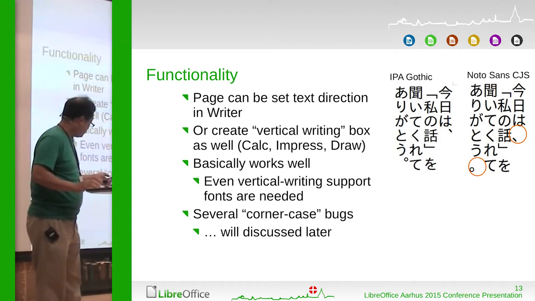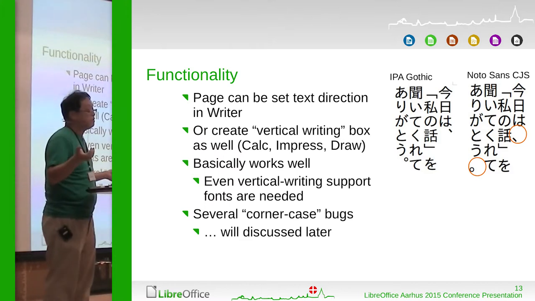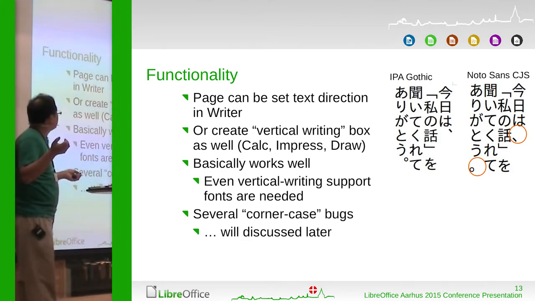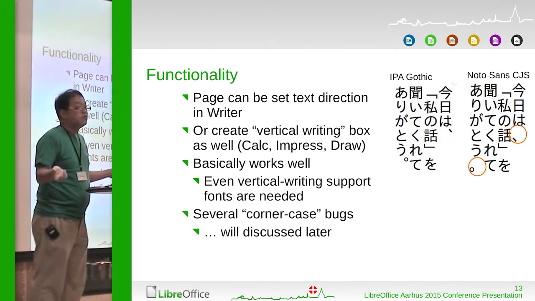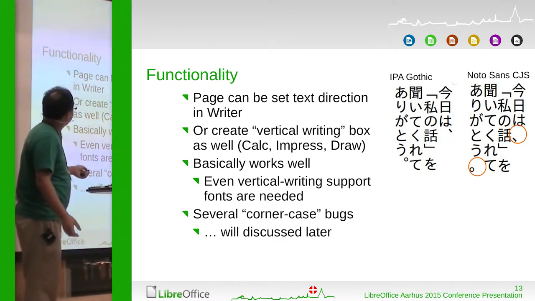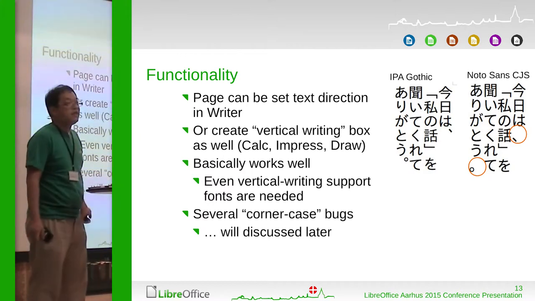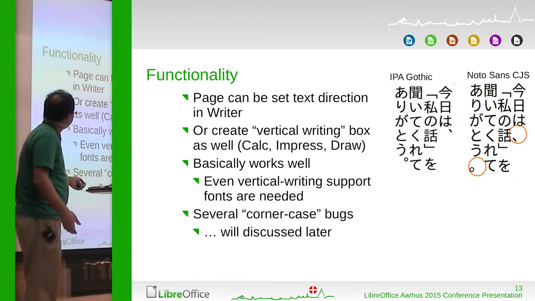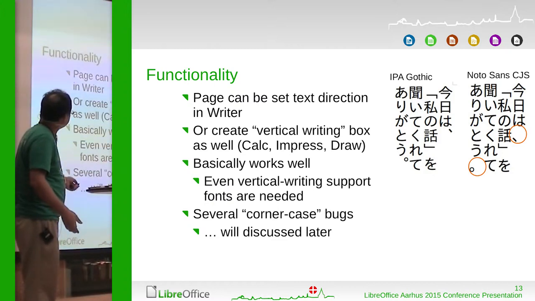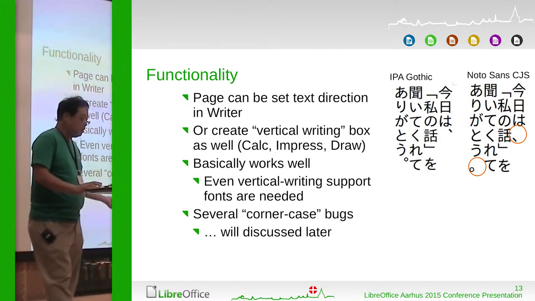Of course, some of the vertical writing features come from the font itself, so the font has to support vertical writing. Some fonts support it, for example IPA Gothic, which is a very major free font in Japan. It supports it well. But Google's Noto Sans CJK doesn't support vertical writing, so this kind of thing shows up, and here or here is in a slightly different place. Similar corner cases I will discuss later.